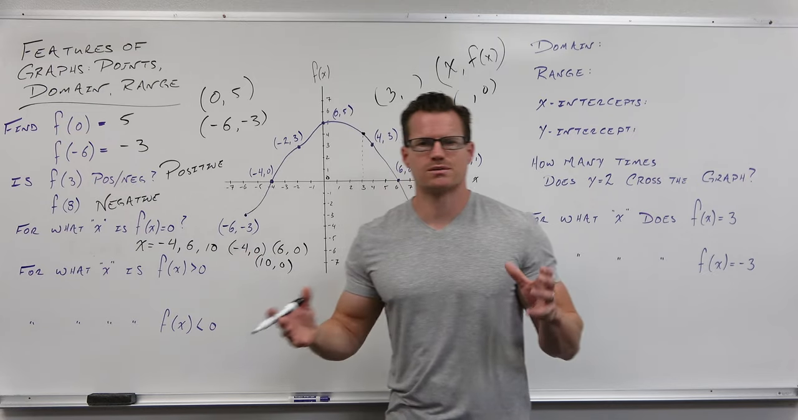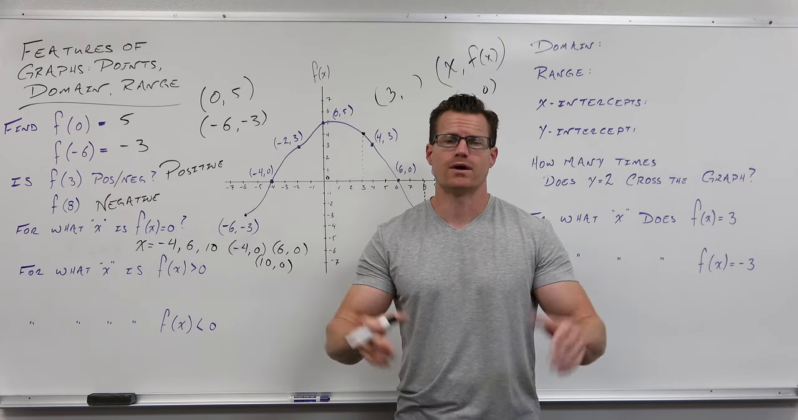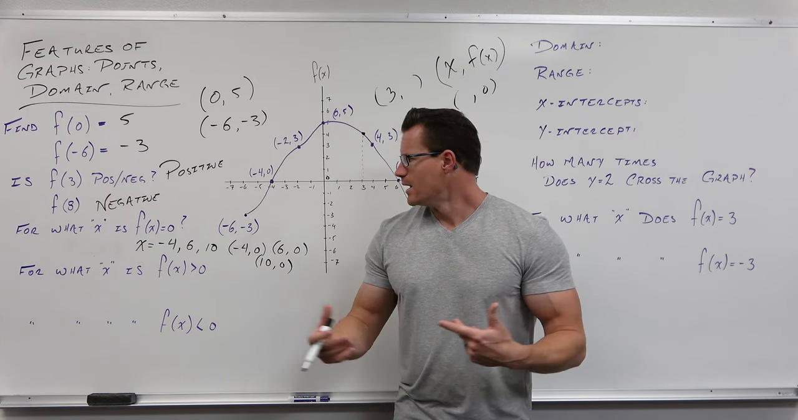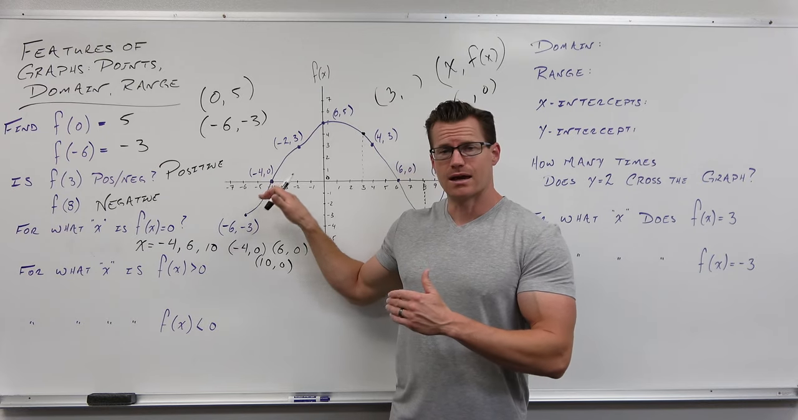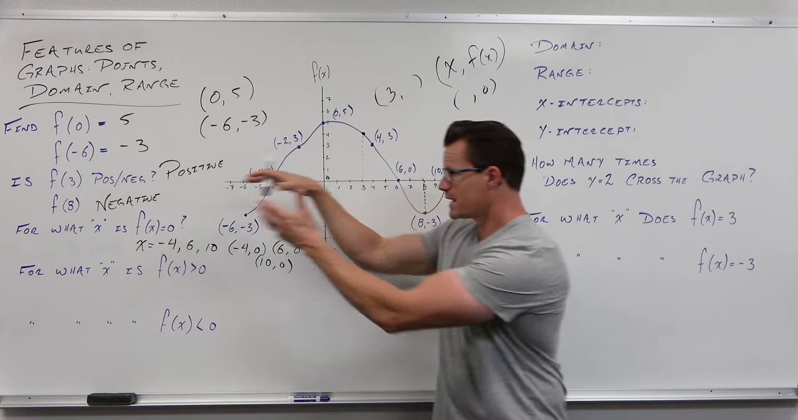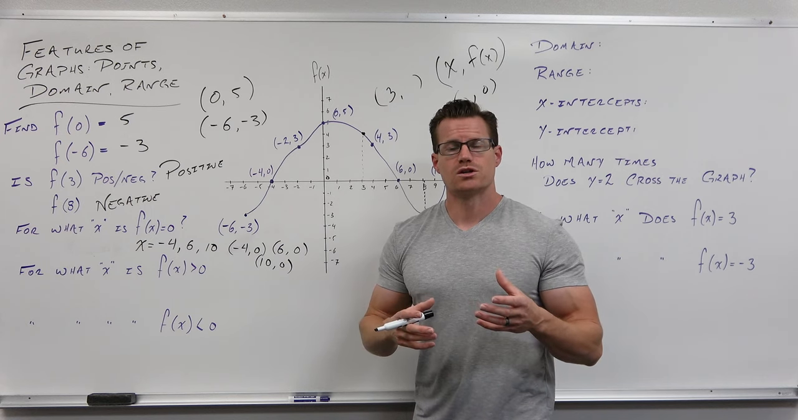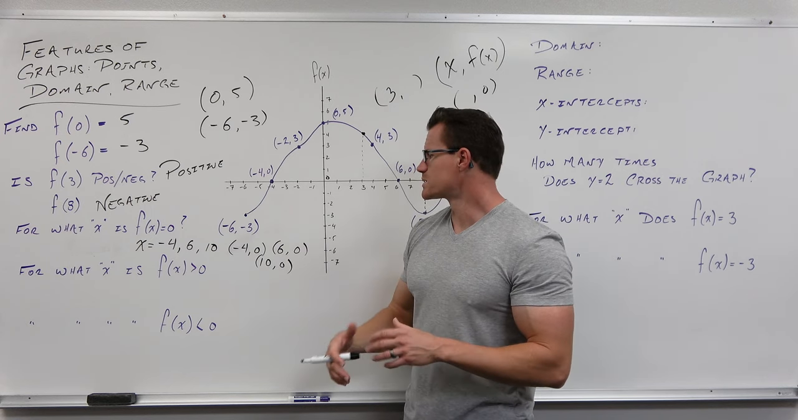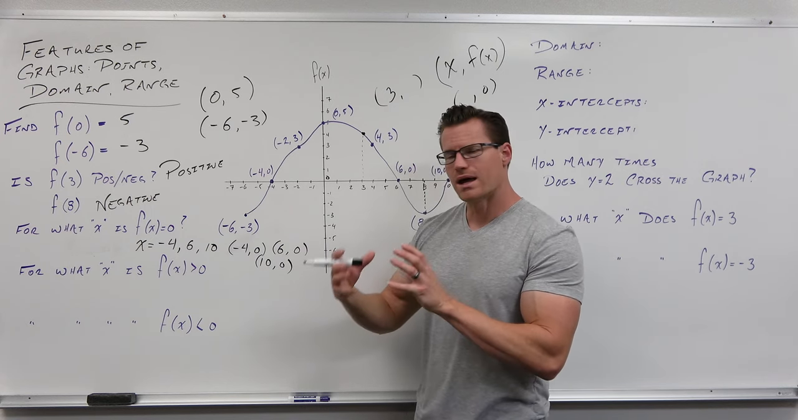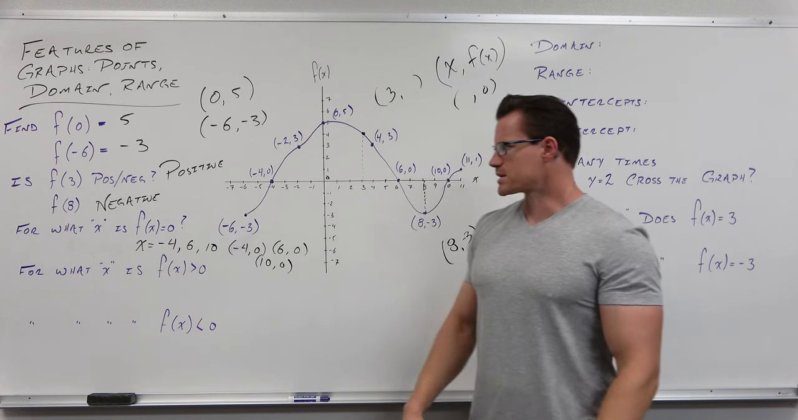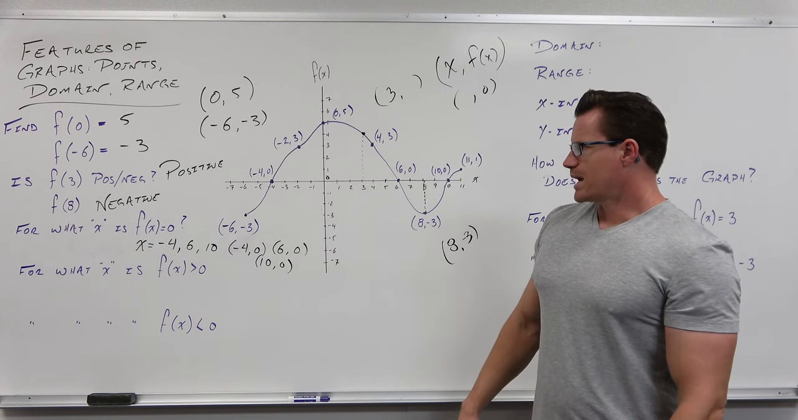Now, we oftentimes just put x's, and that's totally fine. We all understand that x equals negative 4 is now an x-intercept. It said, hey, your output's 0. You're on the x-axis. No problem. X-intercept. And that's okay. But I want to make sure you understand they are points. So negative 4, 0, 6, 0, 10, 0 are x-intercepts on that graph where a graph crosses the x-axis. Okay, I hope that's making sense.